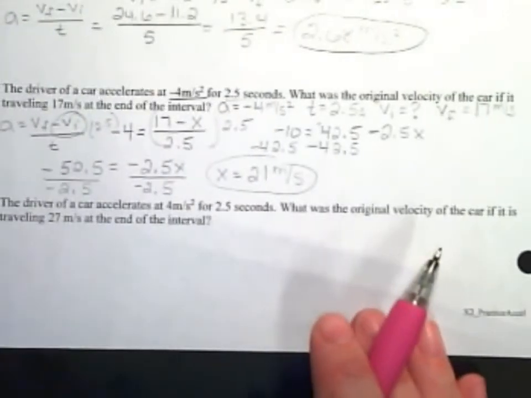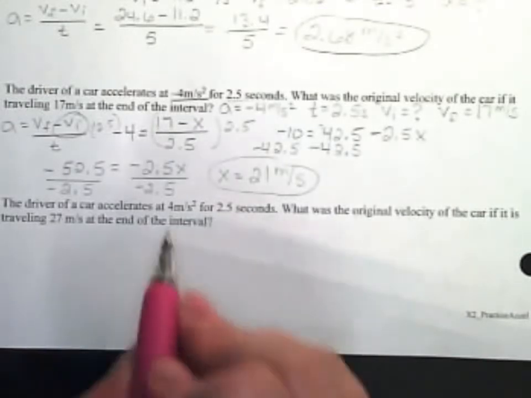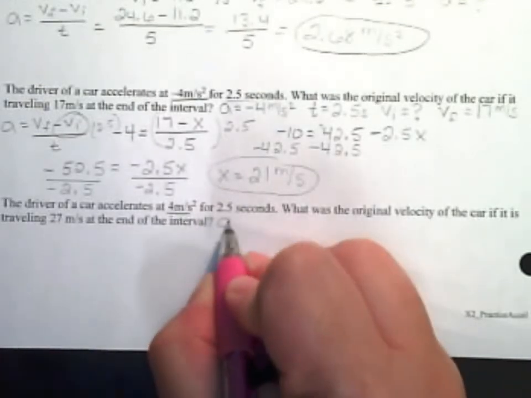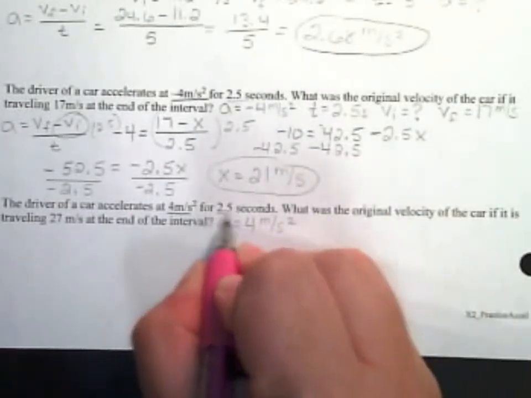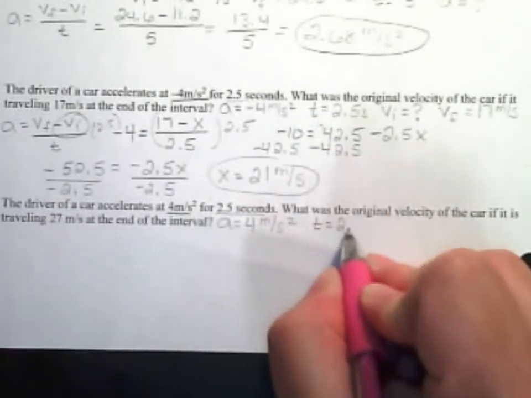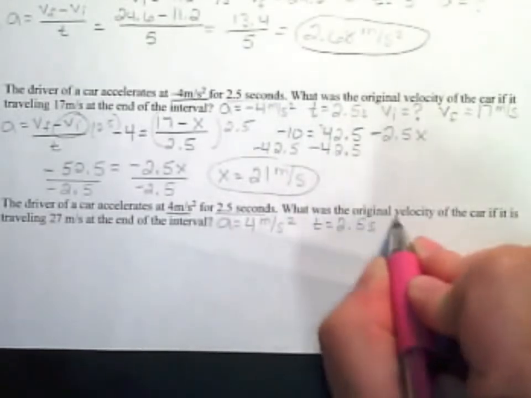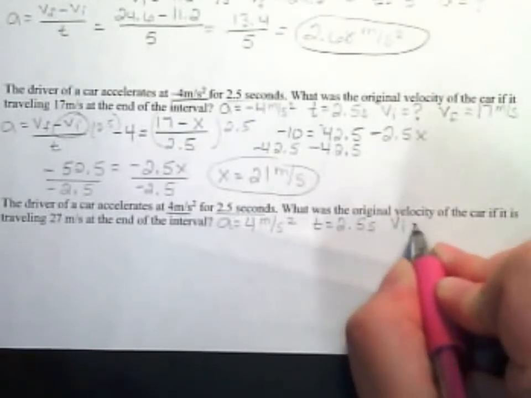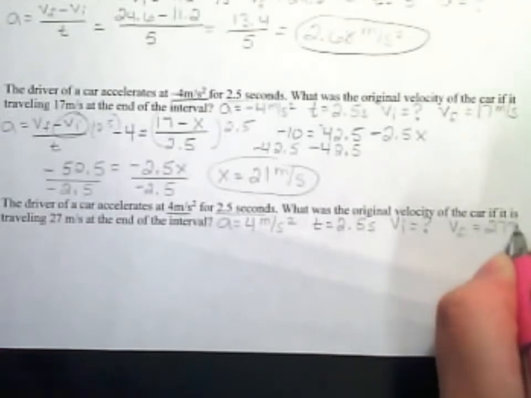All right, last question. The driver of a car accelerates at 4 meters per second squared for 2.5 seconds. What was the original velocity of the car if it is traveling 27 meters per second at the end of the interval? All right, so we have our acceleration here. Our acceleration equals 4 meters per second squared. Our time was 2.5 seconds. We don't know our original velocity, that's what it's asking for. And we know our final velocity equals 27 meters per second.